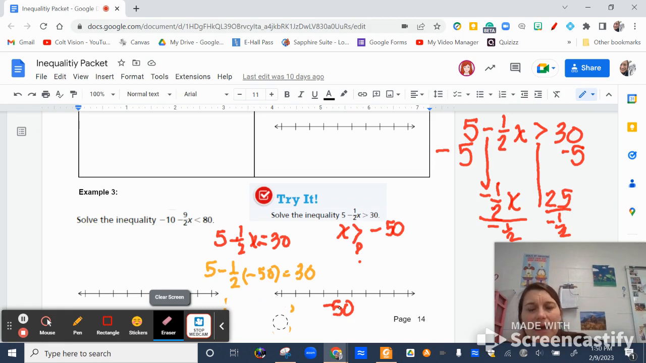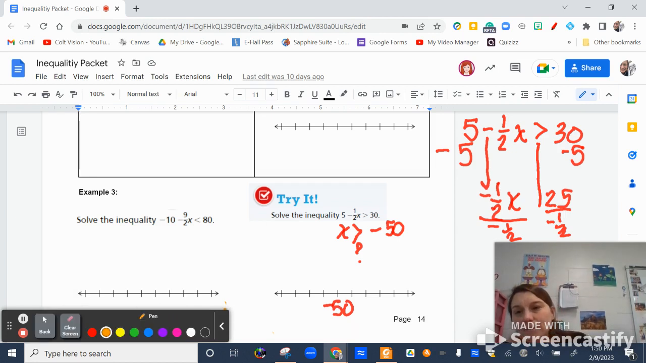Just going to erase some of this. And so I do have the right solution, but now I have to determine what's the inequality for that solution. So to do that, here's negative 50. I'm going to put numbers that are greater than negative 50, like negative 25 or 0 on the right, and things that are less than negative 50, like negative 75 on the left. And then I'm going to check and see which way it goes. Right now I have greater than, but I put a question mark because I'm not sure if it's true.